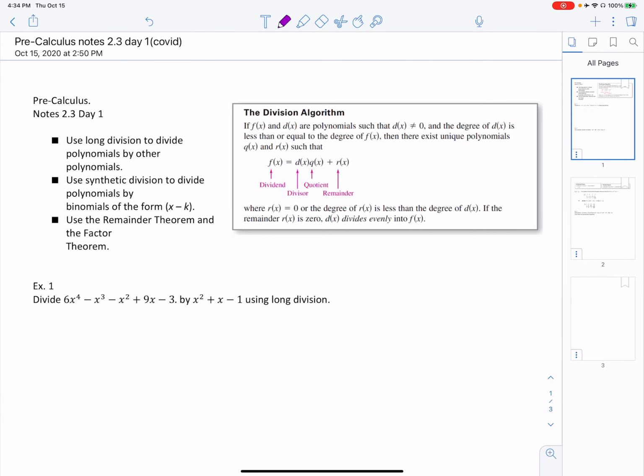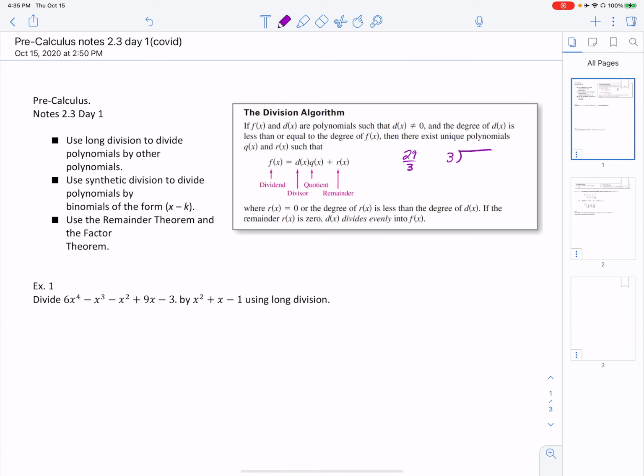Pre-calculus 2.3, day 1. So we are going to be looking at division of polynomials, and then we're going to do it by long division as well as synthetic division. And let's just look at a concrete example of a basic division problem. It's been a while since you've maybe done that by hand. Let's take 29 divided by 3.